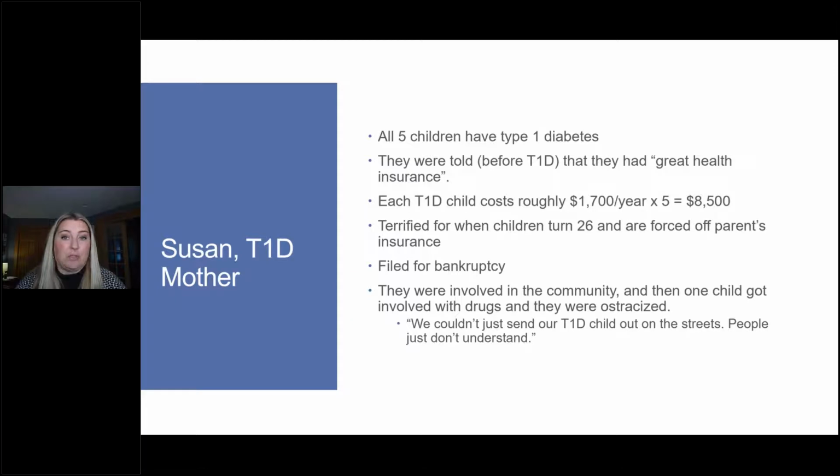They were told before their children got diagnosed with type 1 diabetes that they had great insurance, right? What do we consider in America great insurance? That's quite an oxymoron, but I guess we can make a shirt out of that if we wanted. Each type 1 child costs roughly $1,700 a year.